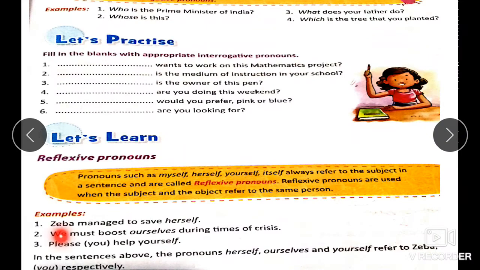We must boost ourselves during times of crisis. We is the subject. We must boost whom? We must boost ourselves. So ourselves becomes the object. The object again refers back to the subject we. So this is a reflexive pronoun. This is how a reflexive pronoun stands for both the subject and the object. Let's move on to the next page.